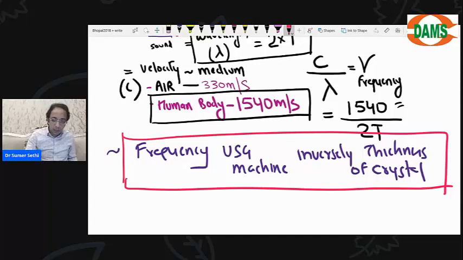That is correct. Now do you understand why we have different ultrasound probes? You might have seen in the ultrasound machine, we have different probes. All of them have different thickness, so all of them produce different frequencies of sound.